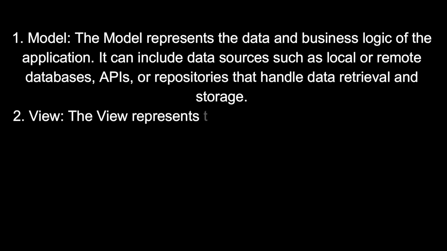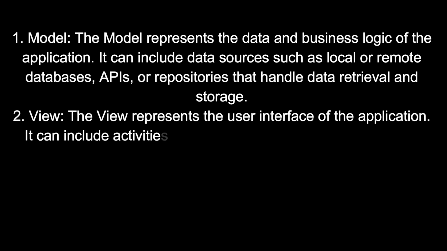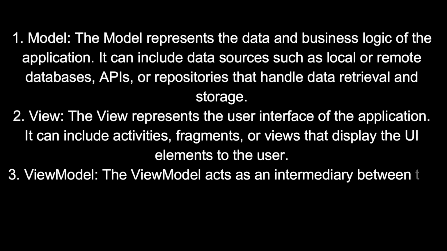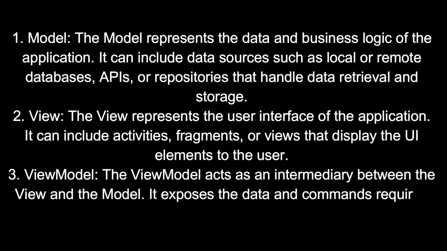2. View. The view represents the user interface of the application. It can include activities, fragments, or views that display the UI elements to the user. 3. View Model. The view model acts as an intermediary between the view and the model. It exposes the data and commands required by the view through observable properties and commands.